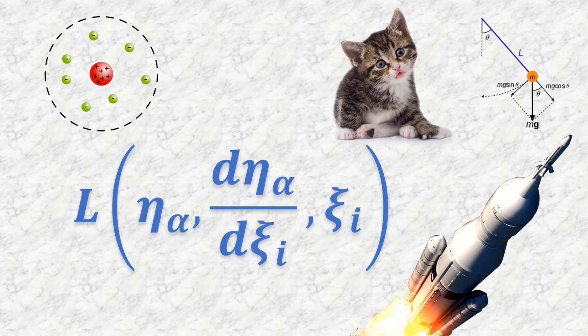Now, it turns out that the laws of physics governing the etas can be encoded as a function of the etas, the first derivatives of the etas over the size, and the size themselves. This function is called the Lagrangian.